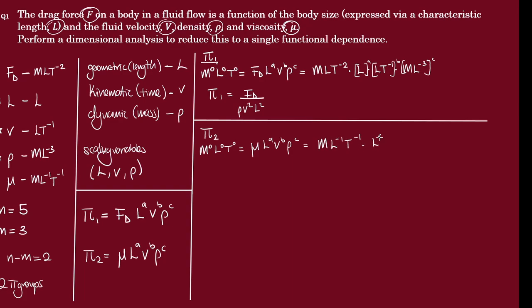Okay, you know that L is going to be raised to power a. V is L per time raised to power b, and rho is mass per volume raised to power c. Simplifying this, we're going to have m, L to the minus 1, T to the minus 1, times L to the a, times L to the b, T to the minus b, times M to the c, L to the minus 3c.